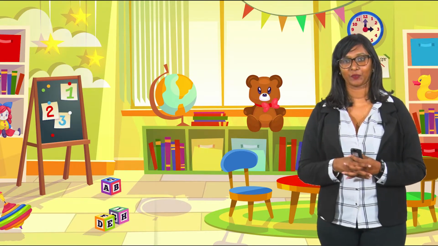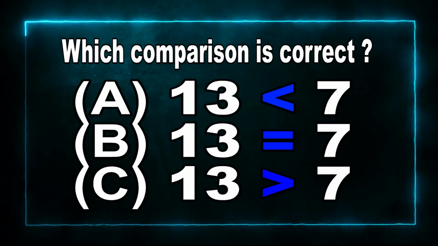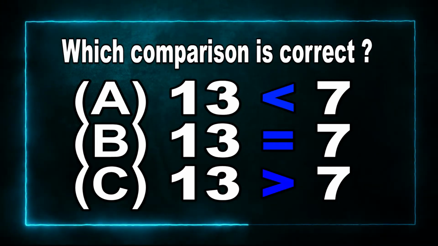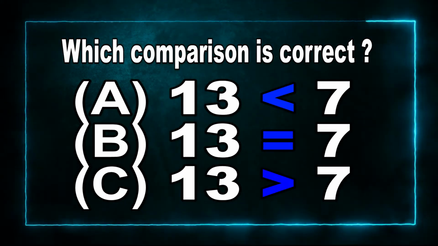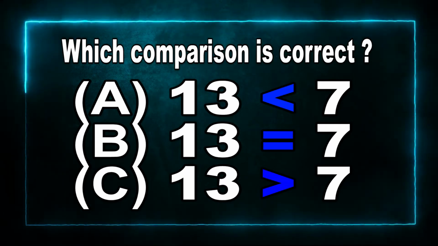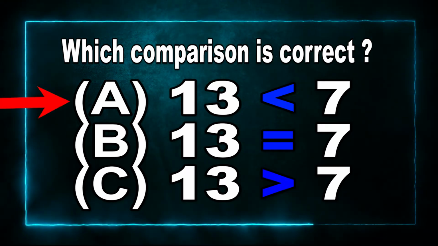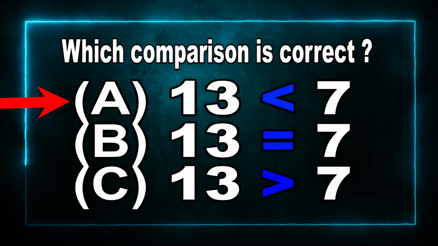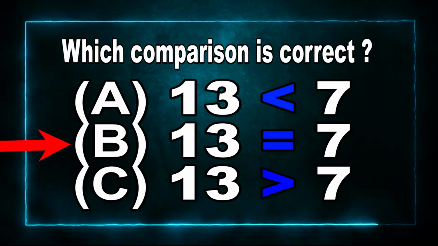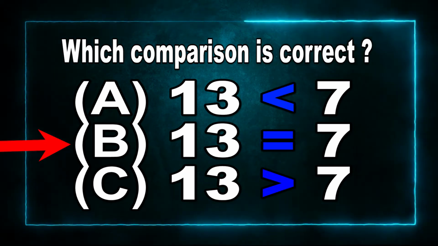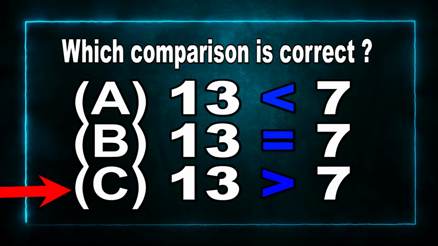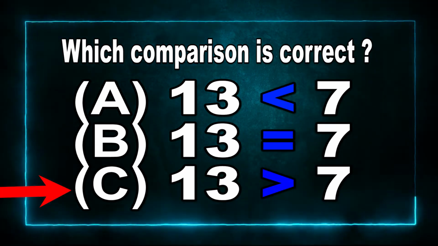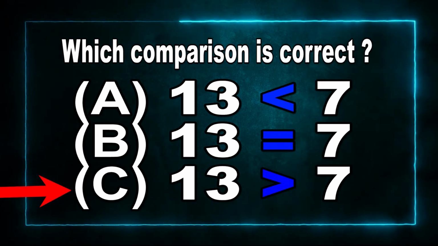Okay, boys and girls, I have a question for you. It says here, which comparison is correct? We have 13 is less than 7. We have 13 is equal to 7. And then we have 13 is greater than 7.